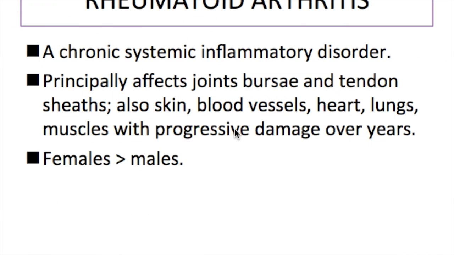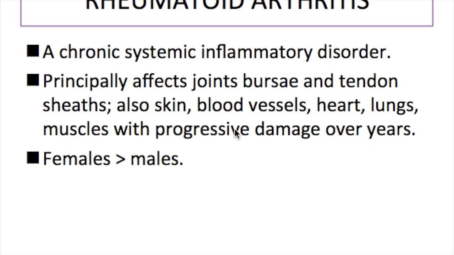It's on rheumatoid arthritis. Rheumatoid arthritis is a multi-system disorder. We mainly think of it as affecting the joints and bursae and tendons, but it also affects the connective tissue around the body, the lungs in particular, also the skin and blood vessels, and possibly the heart. It gives progressive damage to all the organs it affects over years.